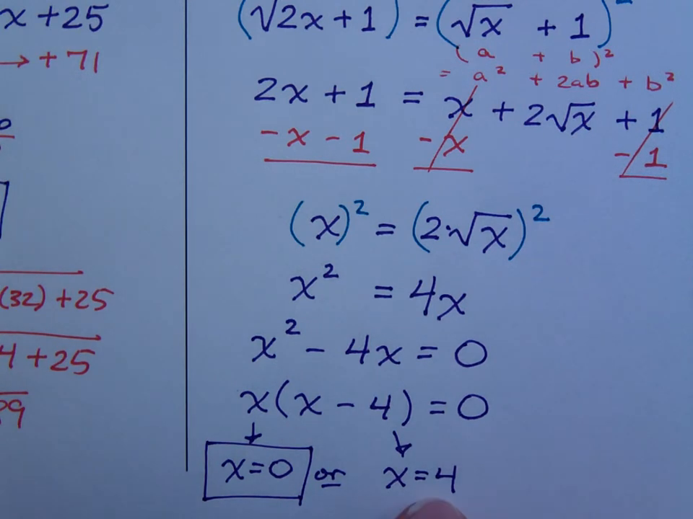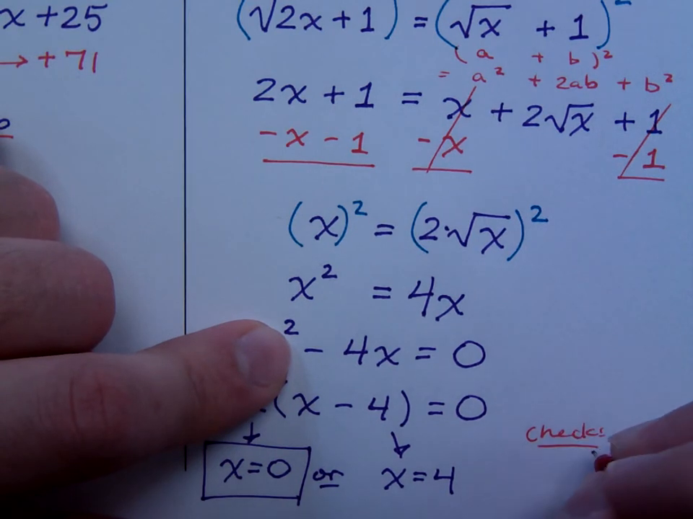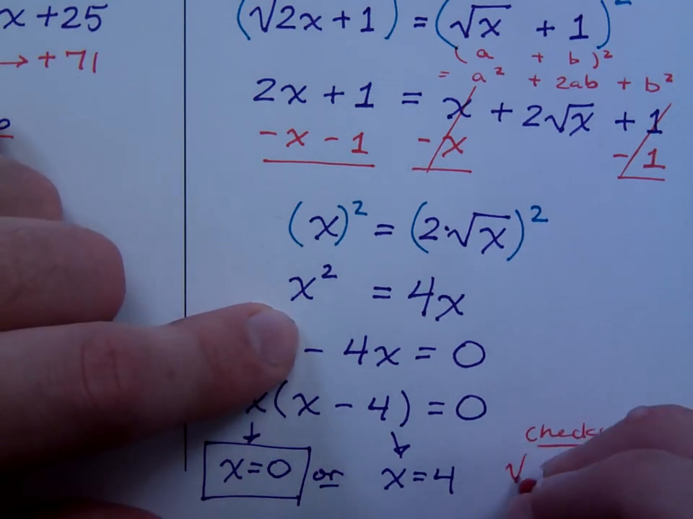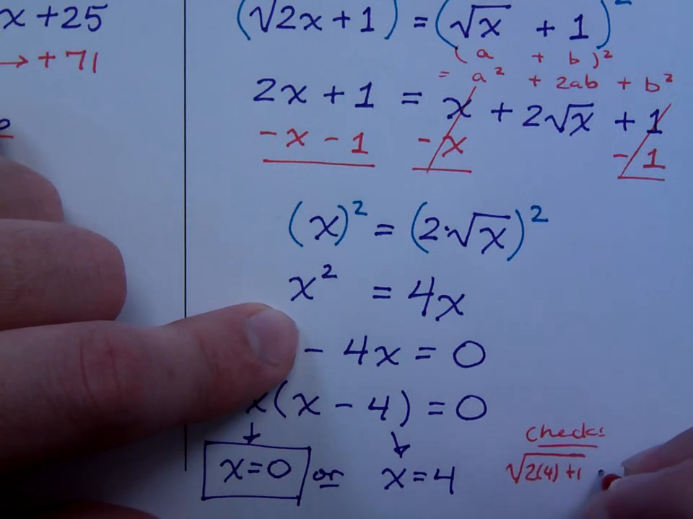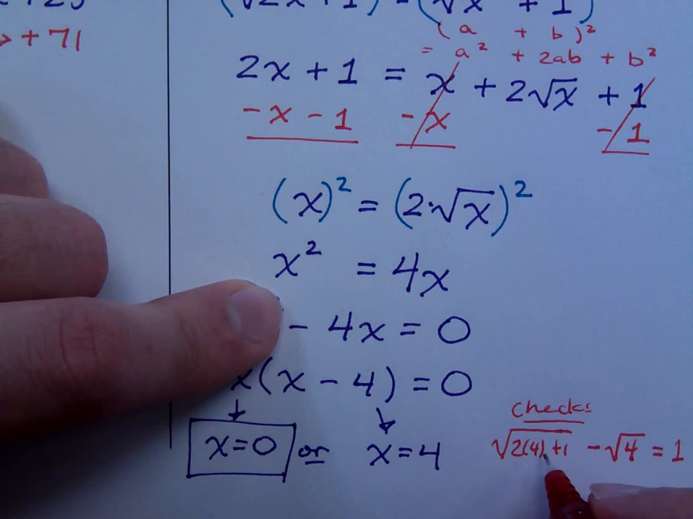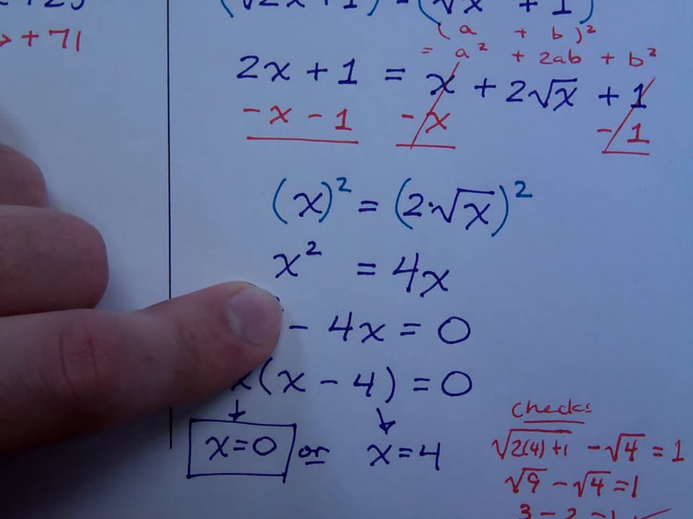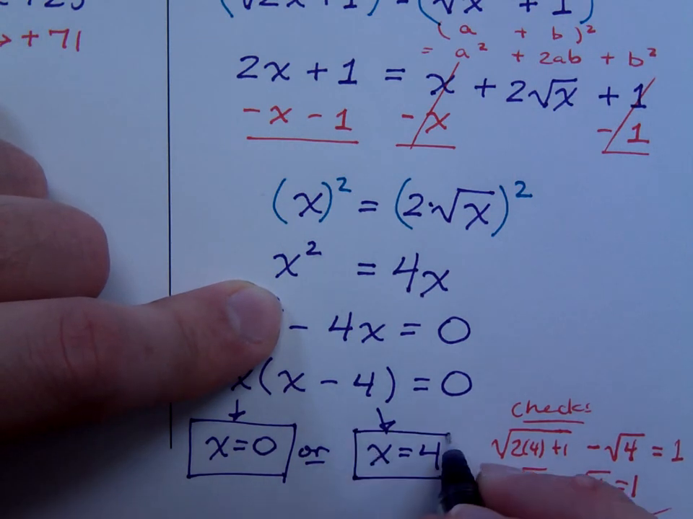If I check x equals 4, so I want to check this guy, is the square root of 2 times 4 plus 1 minus the square root of 4 equal to 1? 2 times 4 is 8 plus 1 is 9, so is the square root of 9 minus the square root of 4 equal to 1? 3 minus 2 equals 1. That checks out. So both of these are solutions.